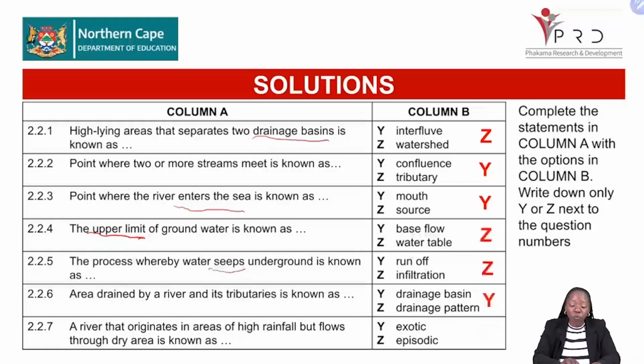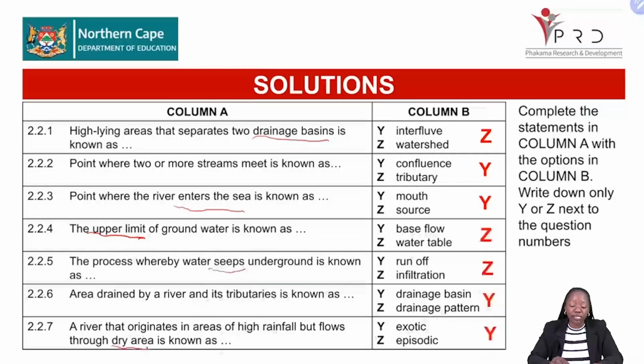Remember, the very same question, you can even get it as define what is a drainage basin. An area drained by a river and its tributaries. Then 2.2.7, a river that originates in areas of high rainfall but flows through dry areas is known as, remember, an exotic river.